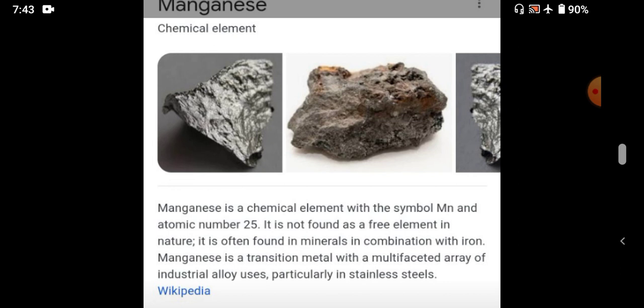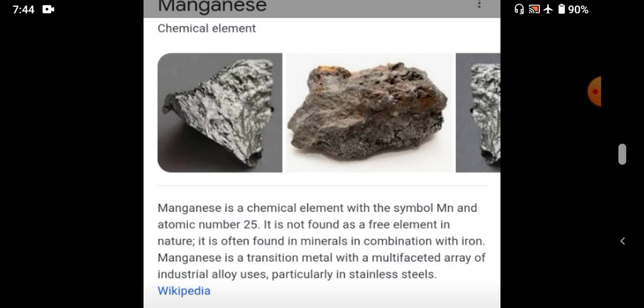This manganese ore is mainly used for making iron and steel, and it is used for preparing alloy. Alloy means steel.